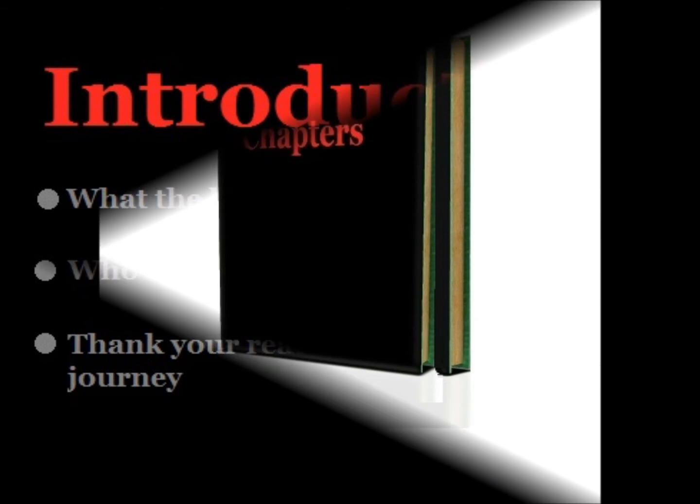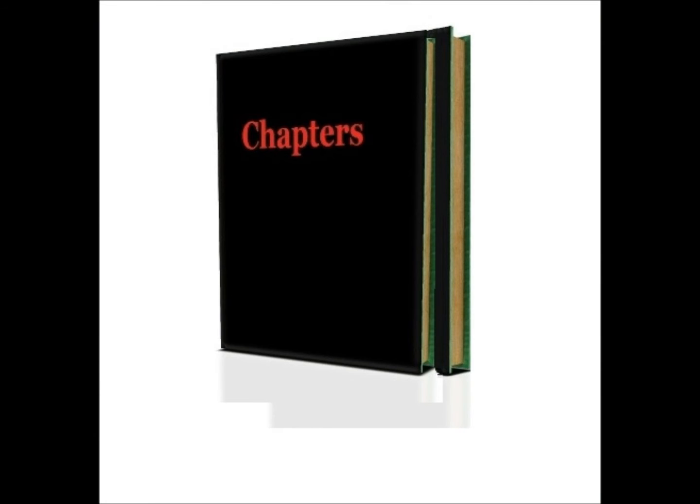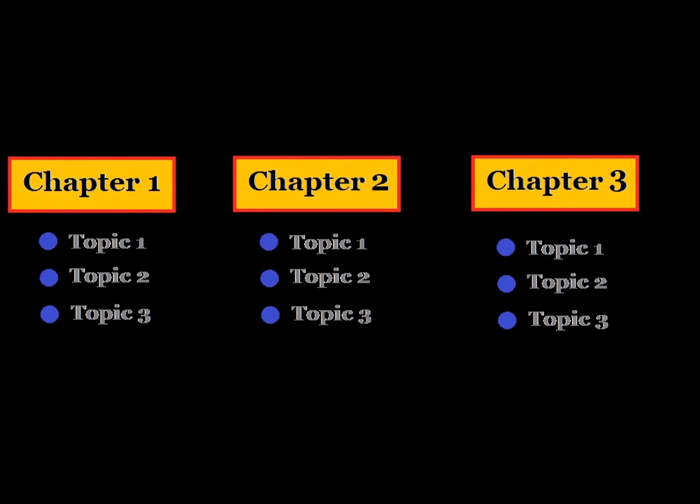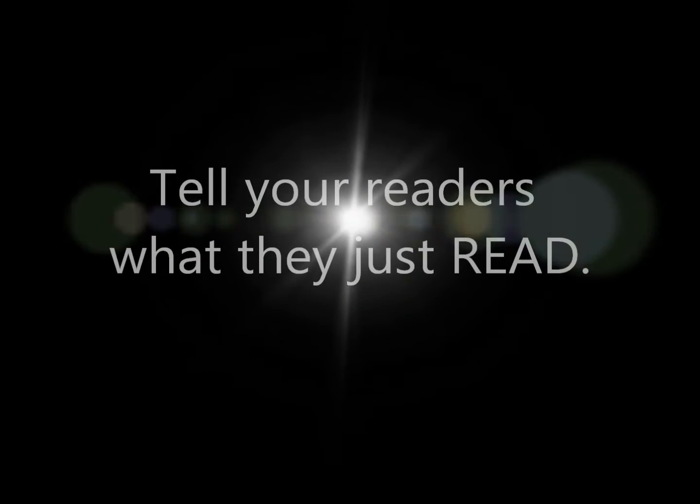Moving on to chapters. You should have already created your titles and outlines above. Pop them in here in an order that makes sense. The last element to creating your book structure is the conclusion. This is where you will restate your main points in a paragraph.